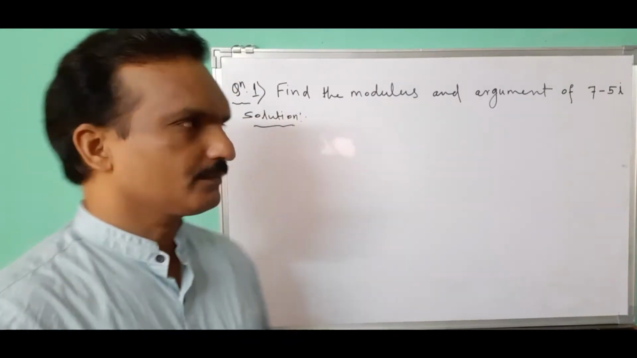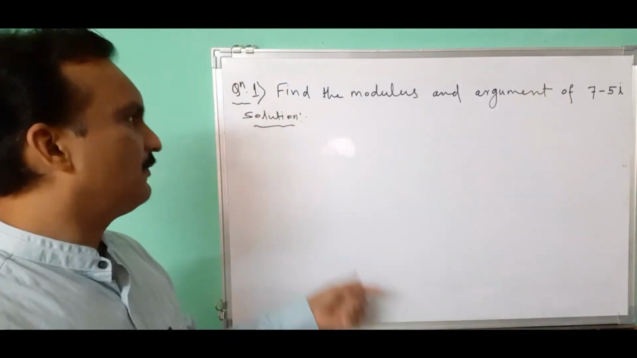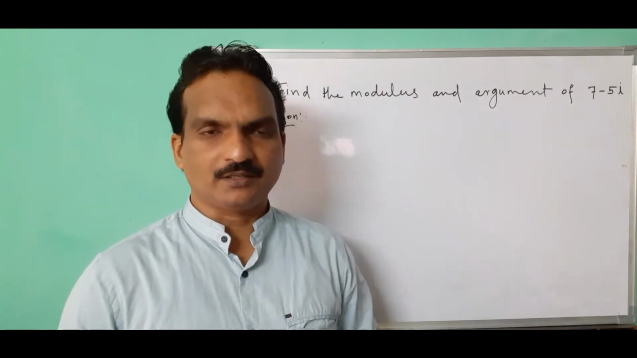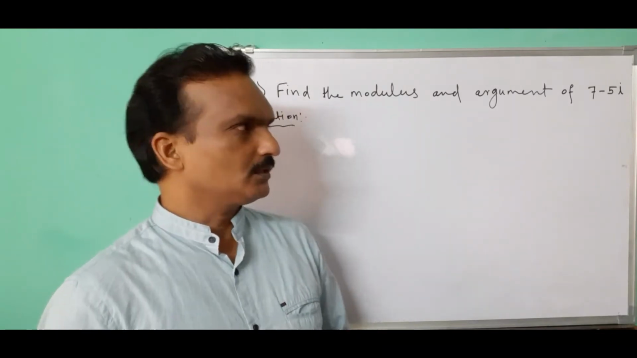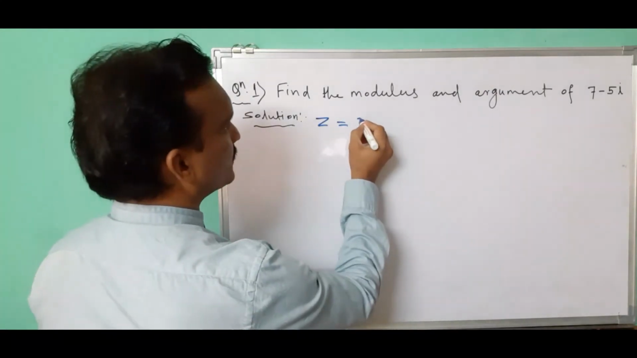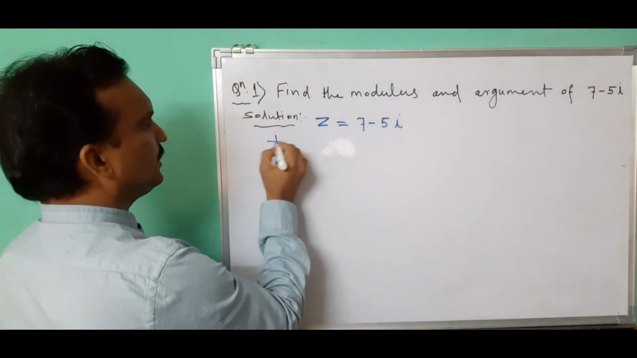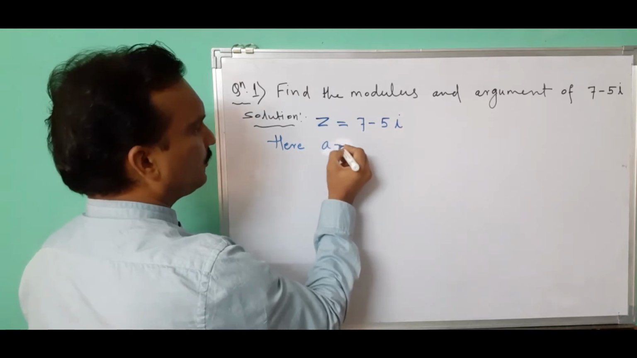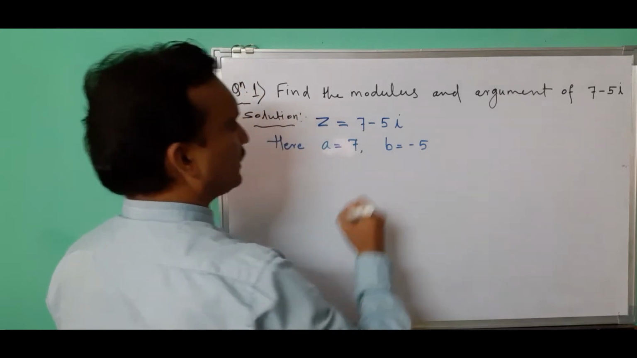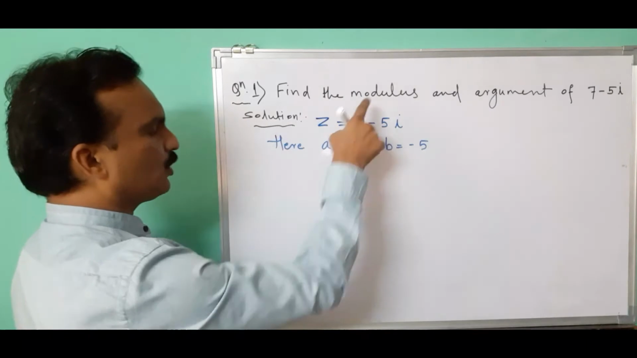Our question is, find the modulus and argument of 7 minus 5i. Okay, two things here we have to find out, modulus and argument. The given complex number is z is equal to 7 minus 5i. Okay, so here the value of a is 7 and the value of b is minus 5. Correct?